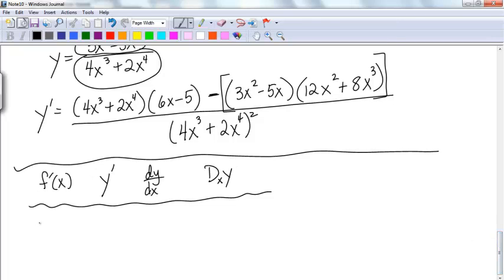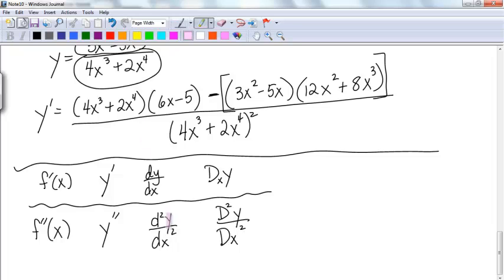Second derivative, f double prime, y double prime. Okay, now this one's a little bit different. Second derivative of y with respect to x. You put in the exponents in there. And this one, second derivative of y with respect to x. So if you see this notation, they're asking for the second derivative. So you take the derivative of the derivative.